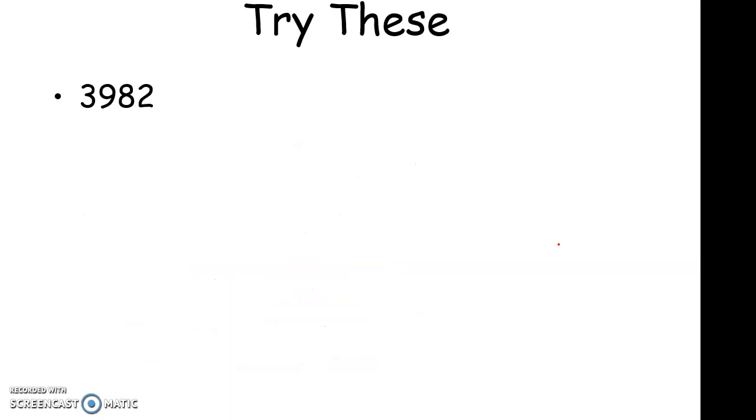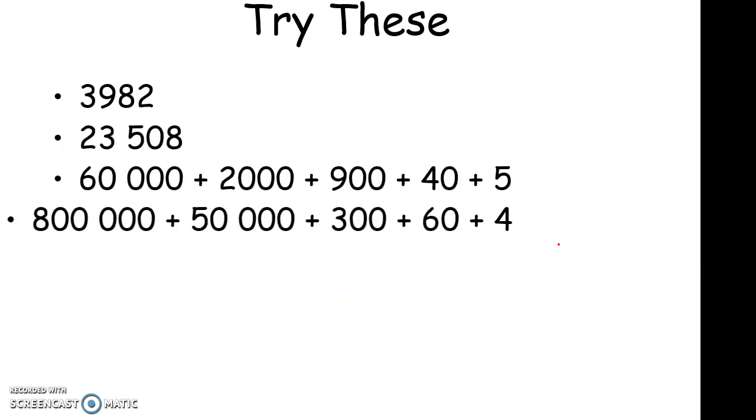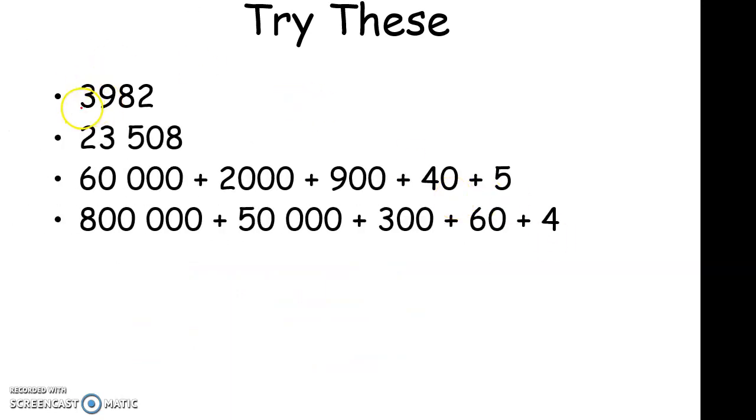Okay, let's try now these examples. First one, how do we write the expanded form of 3,982? First, we start from the first digit, this is 3. How many digits do we have to the right side of 3? 1, 2, 3. So I will write 3 zeros. Plus, which digit comes next to 3? 9. So I will write 9. How many digits do we have after 9? 2 digits. So 1, 2.